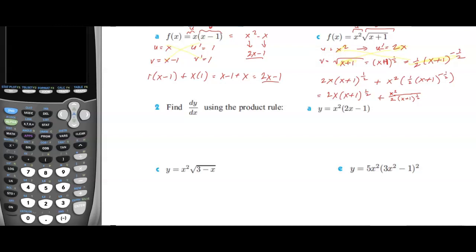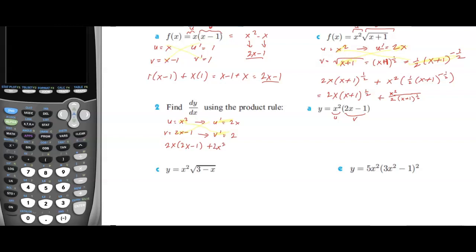Number 2, find dy dx using the product rule. So if this is u and this is v, let's find the derivative of that. So the derivative of u is 2x. The derivative of v is 2. So we're going to multiply this times this, and we're going to multiply this times this. So we're going to get 2x times 2x minus 1 plus x squared times 2.